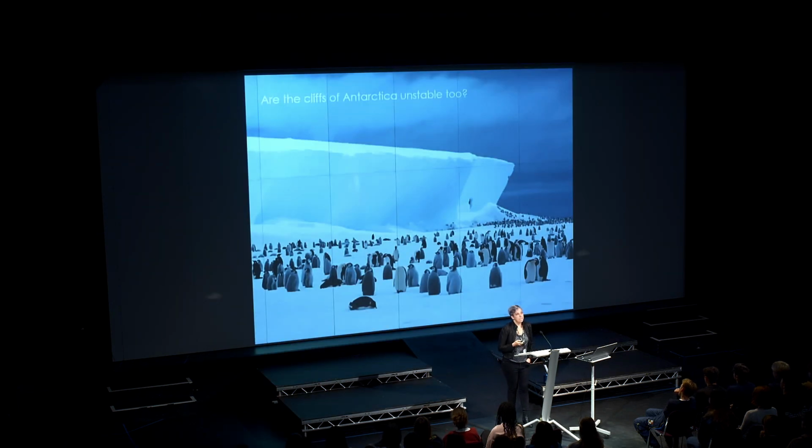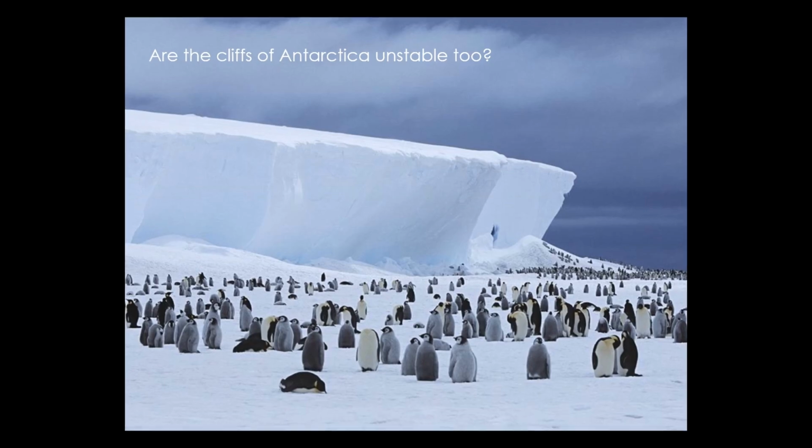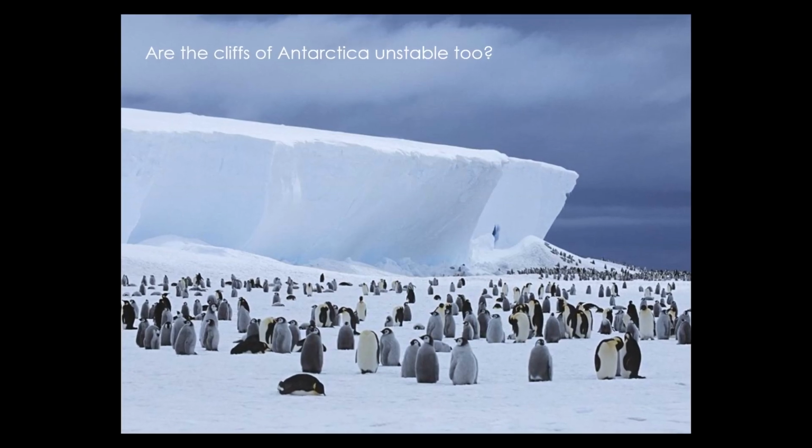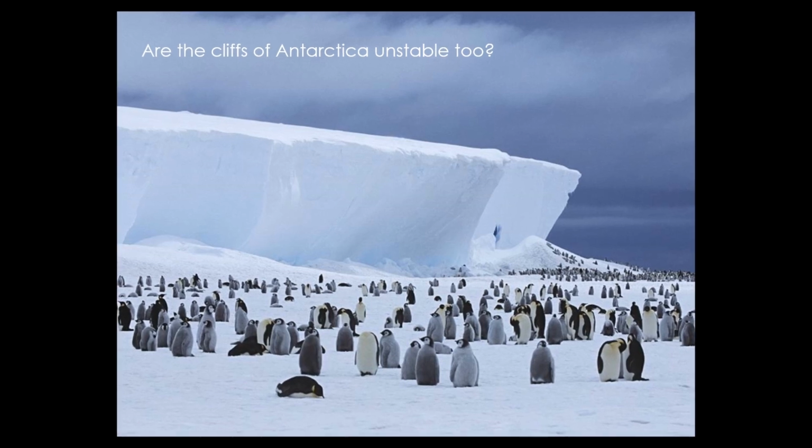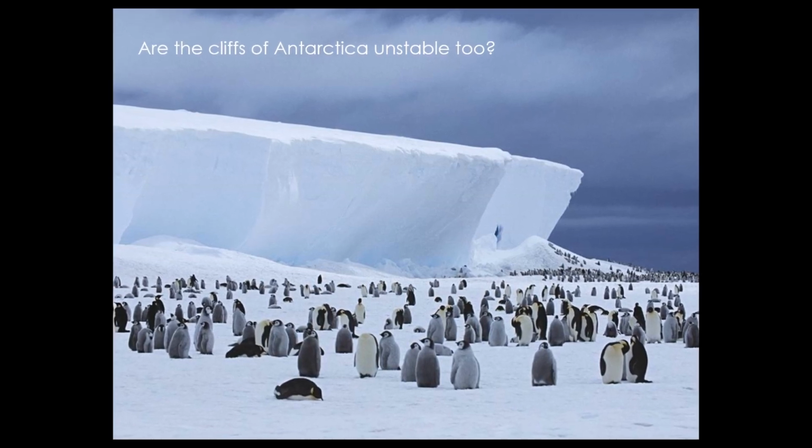Unfortunately, a few years ago, some scientists thought of another way that Antarctica might be unstable. Instead of thinking about ocean temperatures melting the ice from underneath and making those glaciers flow faster, which adds to sea level rise, there's another idea about the cliffs collapsing at the edge of the ice sheet.